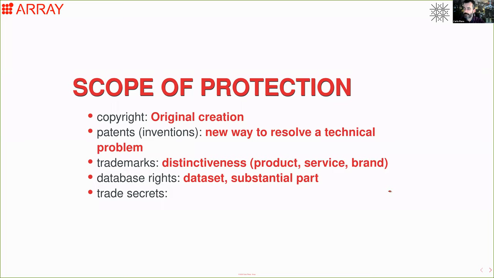Database rights protect data sets, i.e. aggregation of data, not original, but the fact that it's something that has been collected and made as a whole. And it protects only extraction and reuse of the data set or substantial part thereof. And trade secret protects the secrecy. So protects secrets from being revealed. So it's a means to keep things, information, secret and not revealed. Patents and trade secret are sort of the opposite. Patents make something which ought to be secret public, whereas trade secret keeps them secret.